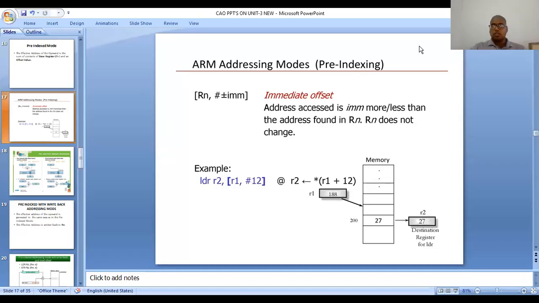Okay, so welcome to the 22nd class of our computer architecture and organization. In the last class we stopped here. Here we are discussing pre-indexed addressing modes.